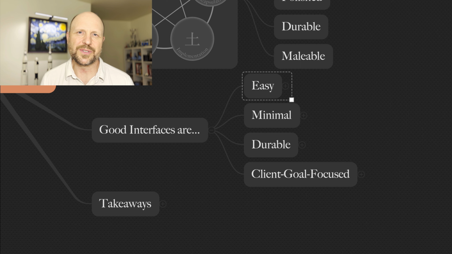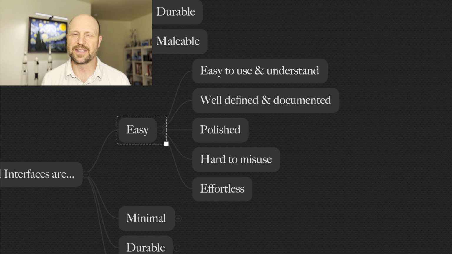First and foremost, as a user of an interface, ultimately you just want it to be easy. You want to be able to get your job done easily. It should be easy to use, easy to understand, well defined and well documented. It should have that sense of being polished. And an interesting little one is it should be hard to misuse. The easiest way to use an interface should also be the correct way. It should be obvious how to use it correctly. That's a good measure of whether or not it's actually easy.